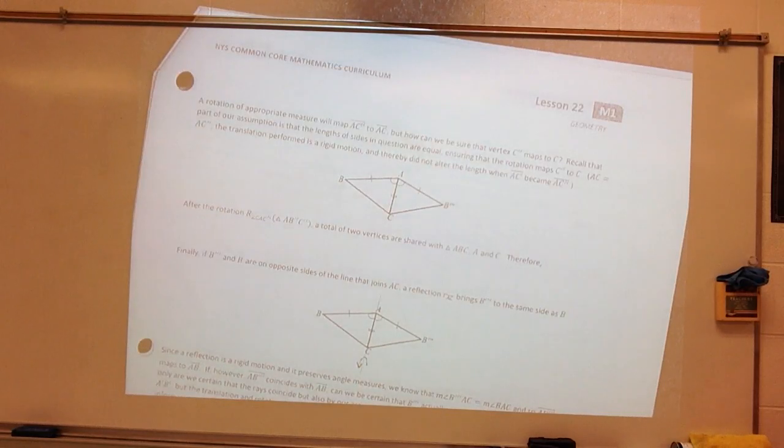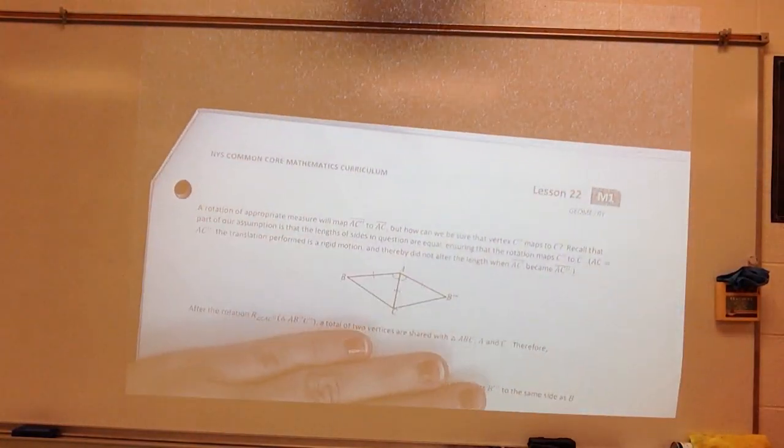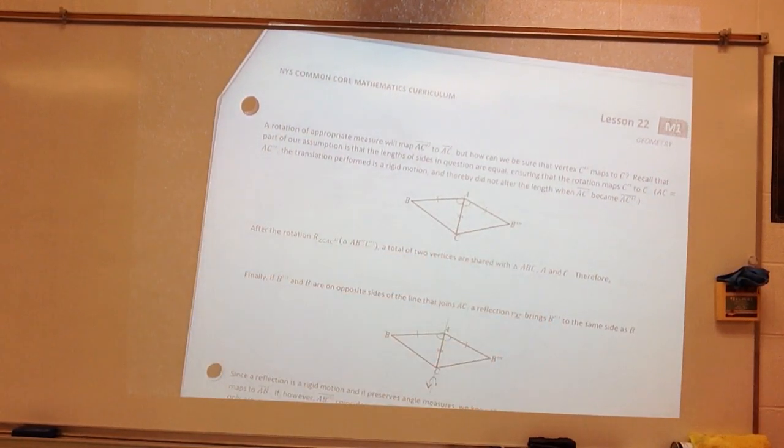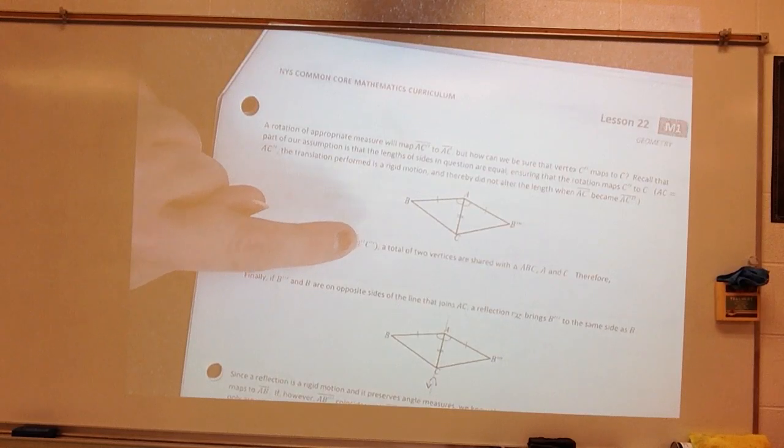Alright, so now we have done our rotation. Here's what our figure looks like. After the rotation of angle CAC double prime to B double prime C double prime, a total of two vertices are shared with triangle ABC, A and C. Therefore, here's what we can say.